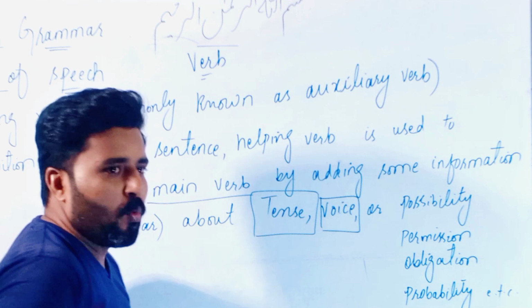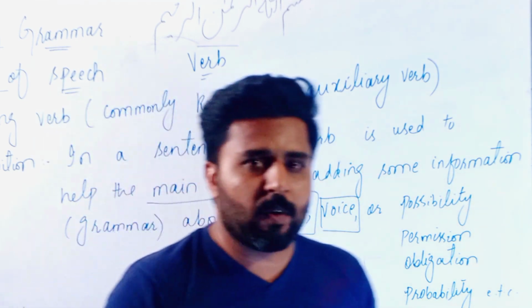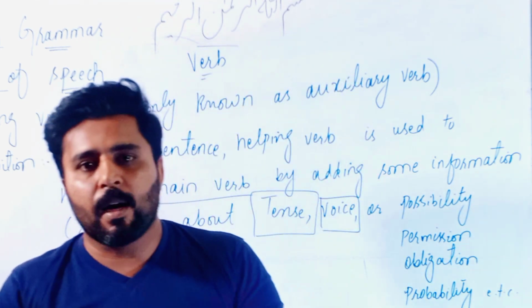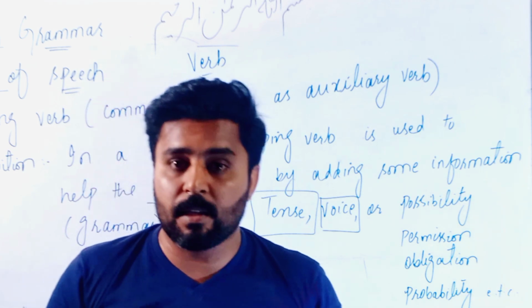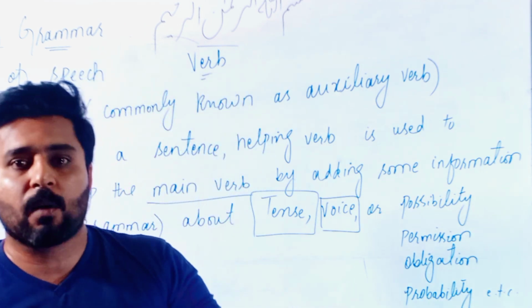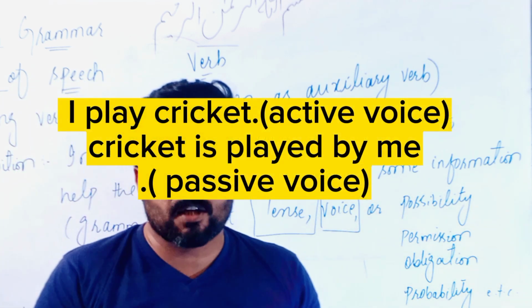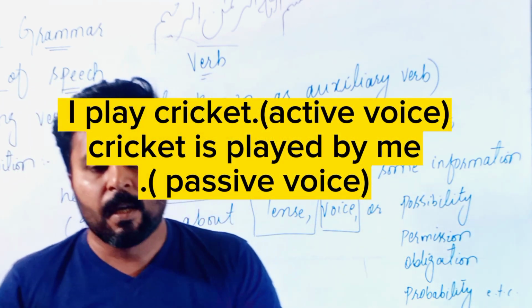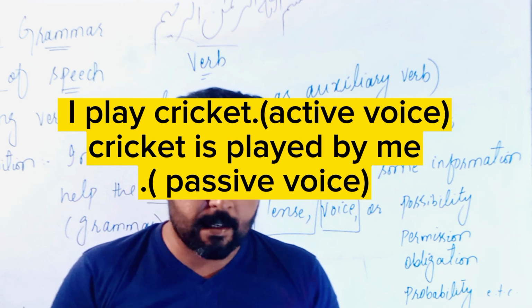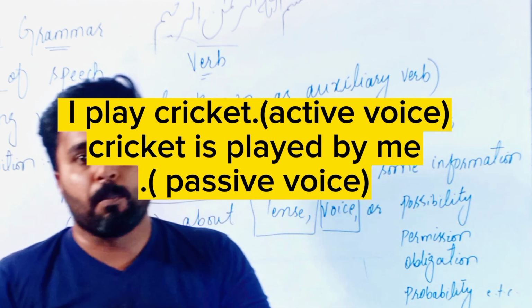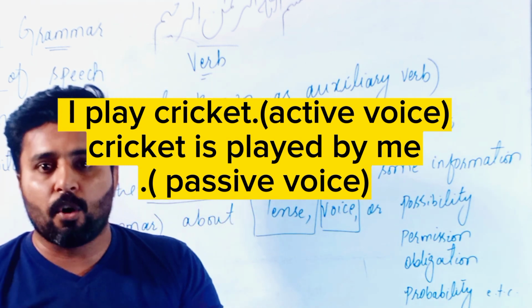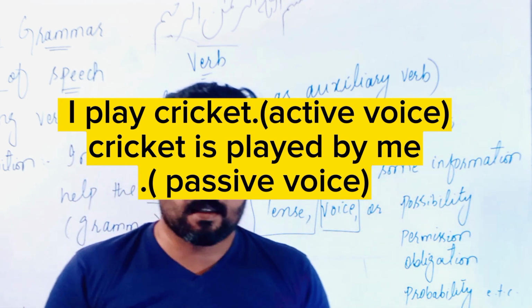Then comes voice. Voice means active voice or passive voice. So a helping verb also helps us know whether the sentence is written in active voice or passive voice. If the doer of the action is present before the verb, then the sentence will be in active voice, and if the main or actual doer is not present before the verb, then the sentence will be in passive voice.